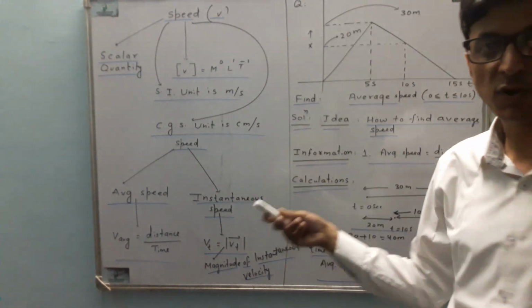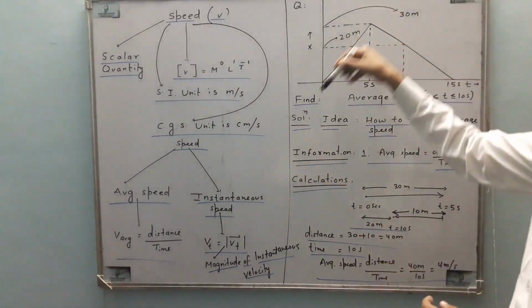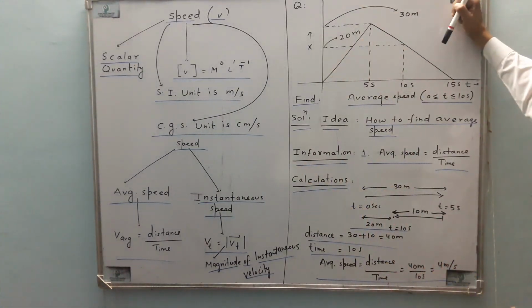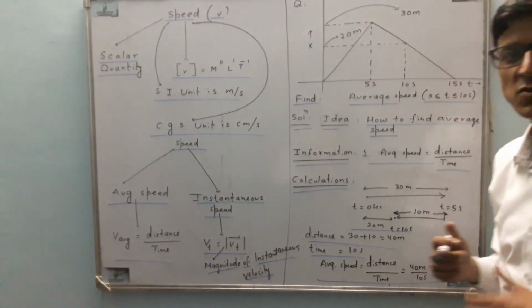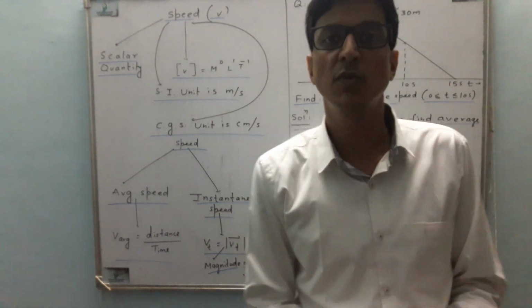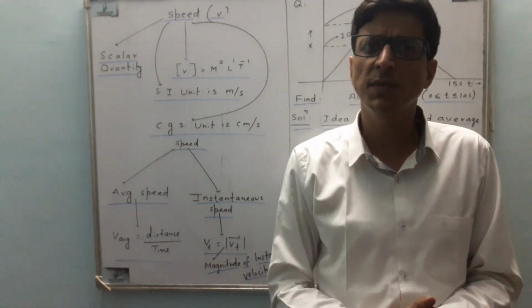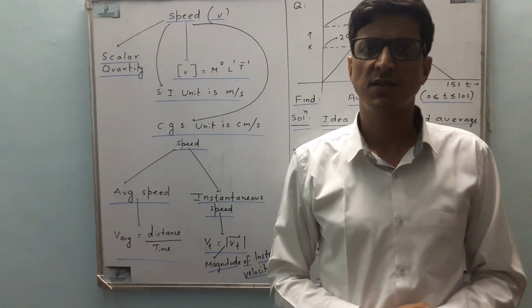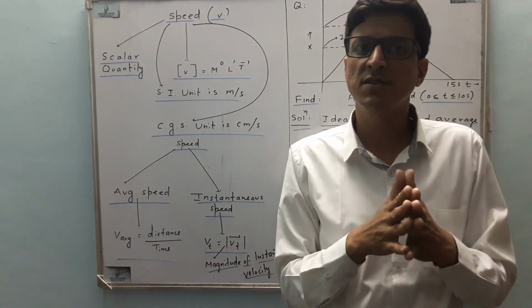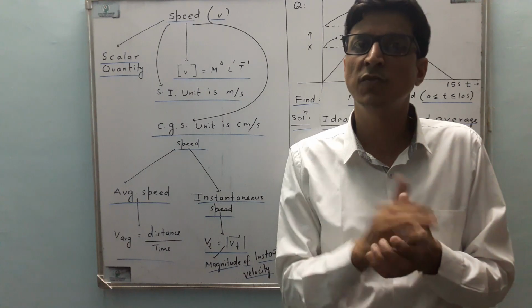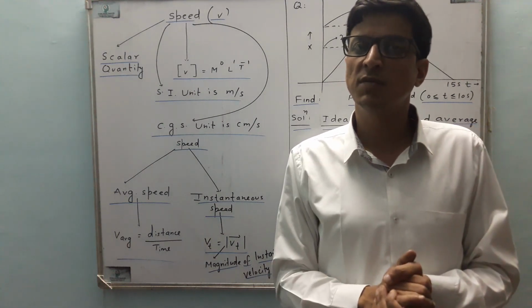So let's implement what we have learned in a question. This is a position diagram of a particle moving along the x-axis, and we need to find the average speed from the time 0 to 10 seconds. As I have already told you, whenever you solve a question or a problem, your mind follows certain processes. Just control the processes, synchronize them, and nobody can stop you from having effective problem solving skills.